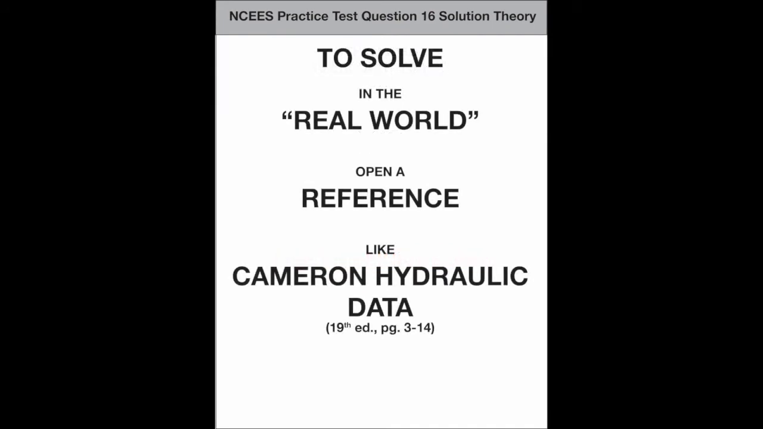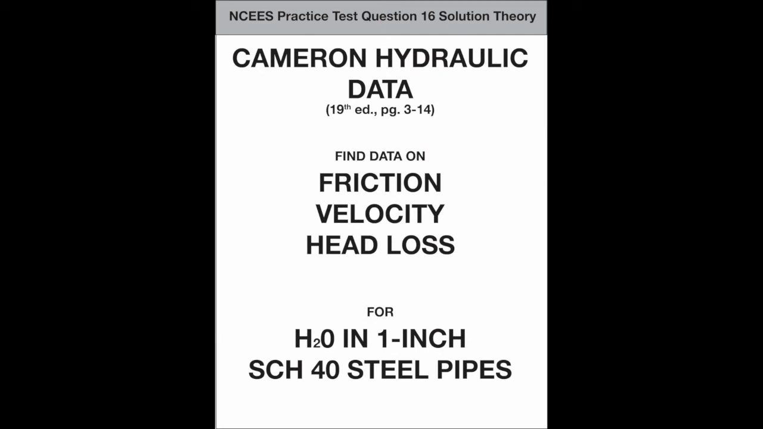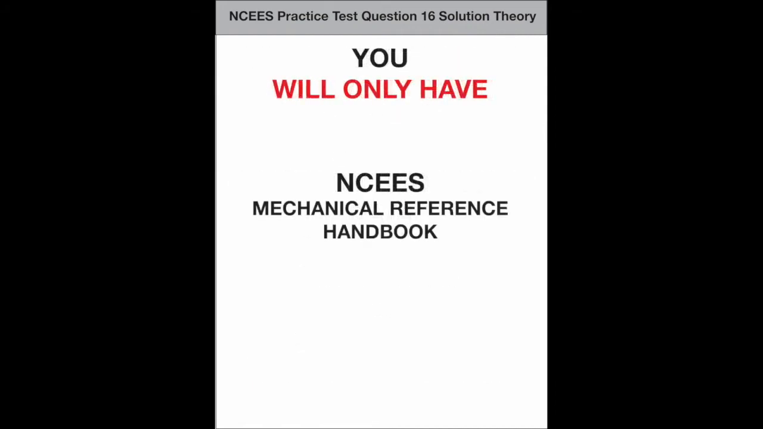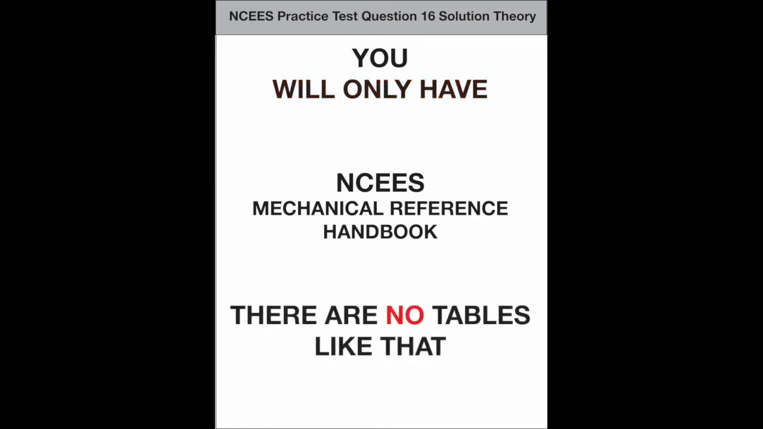To solve a problem like this in the real world, it would be natural to open up a reference like Cameron Hydraulic Data to the table on page 3-14. There you would find data on friction, velocity, and head loss for water in 1-inch Schedule 40 steel pipes. But you won't have Cameron in the test. You'll only have the NCEES Mechanical Reference Handbook, and there are no tables like that in there.